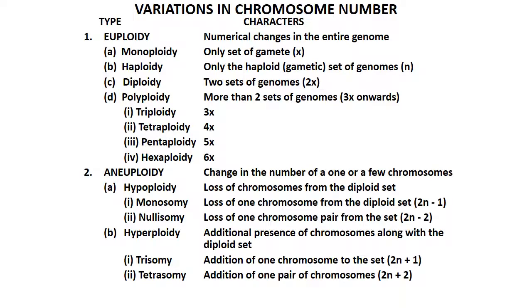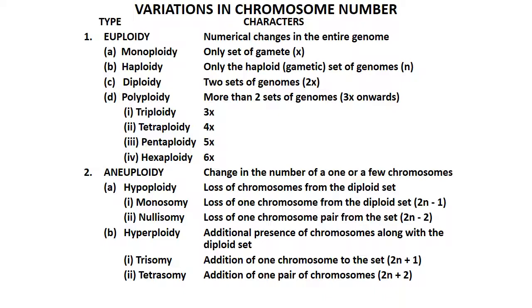Dear friends, this video is about trisomics in crop improvement. There are variations in chromosome number as well as structure. The trisomic condition comes under variation in chromosome number. There are two main types of variation in the number: one is euploidy and one is aneuploidy.